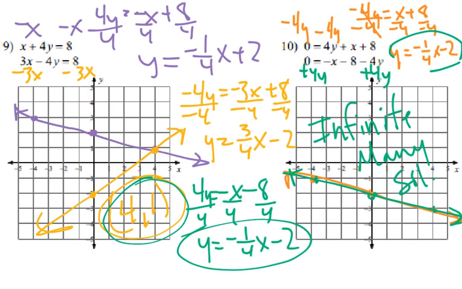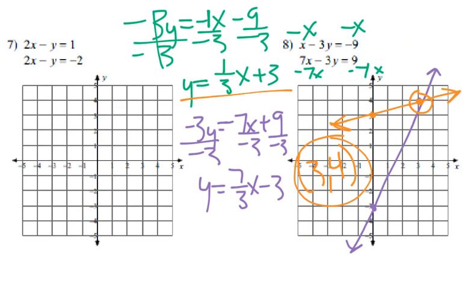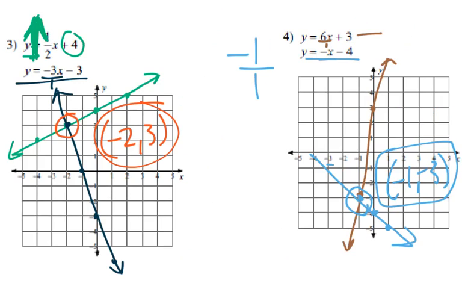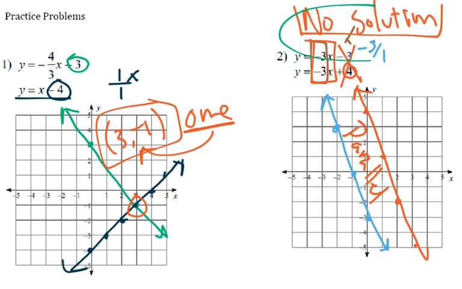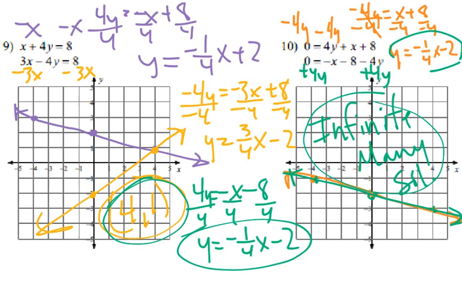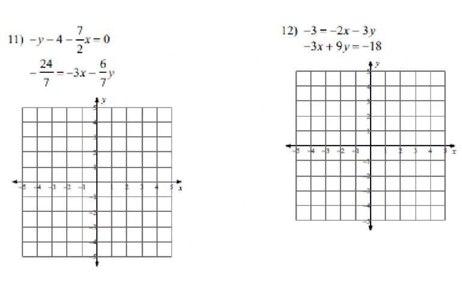So we've got one, infinite or many, and none. Those are our different types of solutions. We've got 3 different types. Okay? Now if we look at 11, that one's pretty crazy. So let's do 12 first.